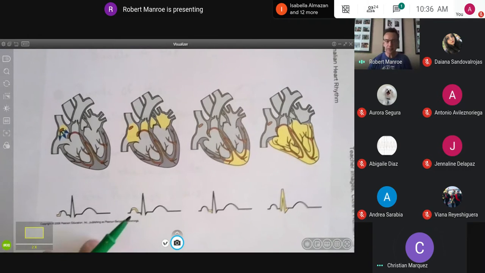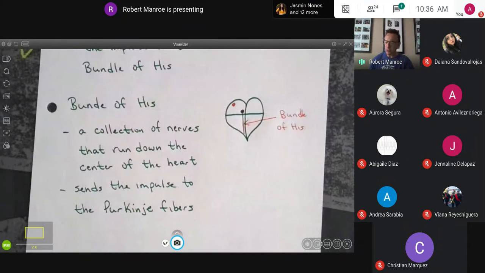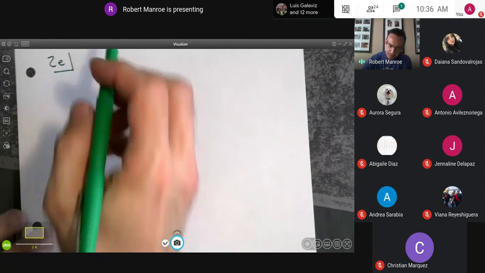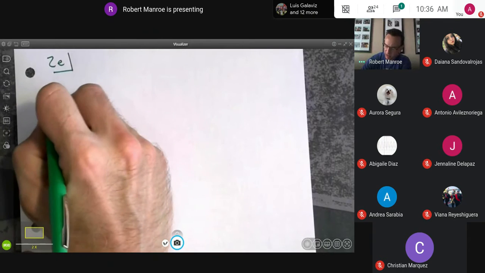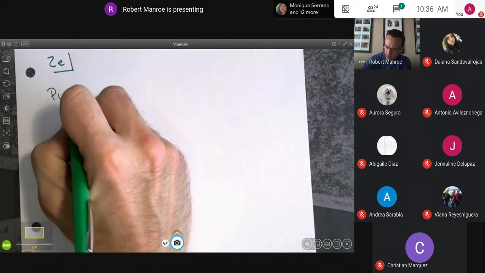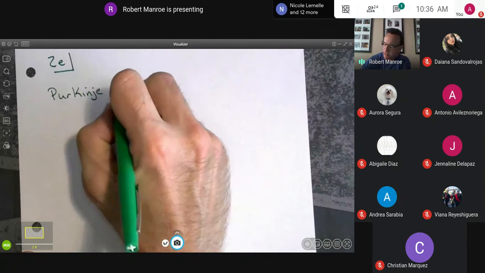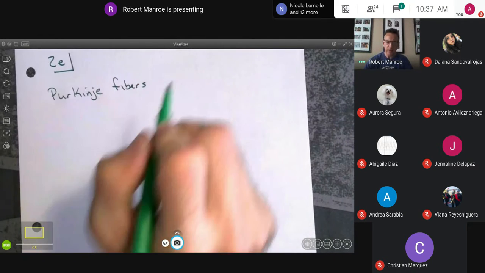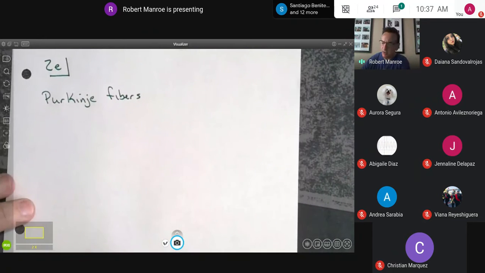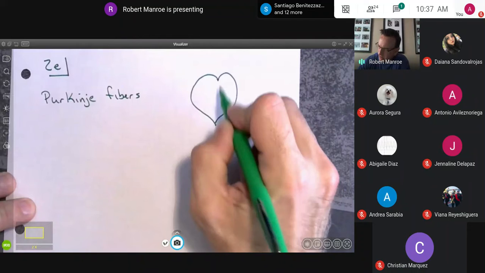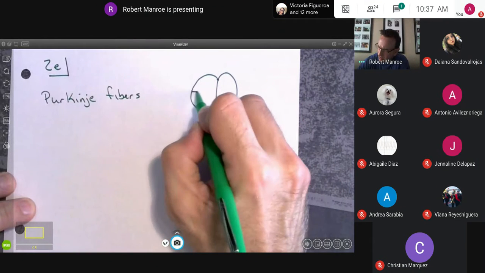Okay. All right, so we have one more structure, and then we can tie this all together, I promise. So, Purkinje fibers. Let's spell them properly first. Purkinje. These are Purkinje fibers. And where these are in the heart, so we go like this, and we go like that, go like this, go like that.